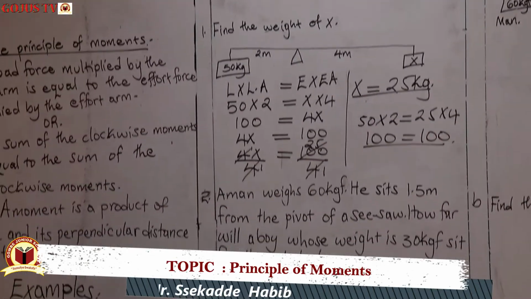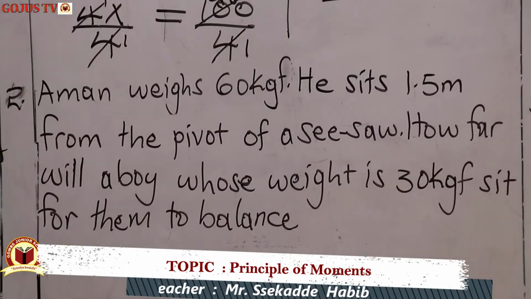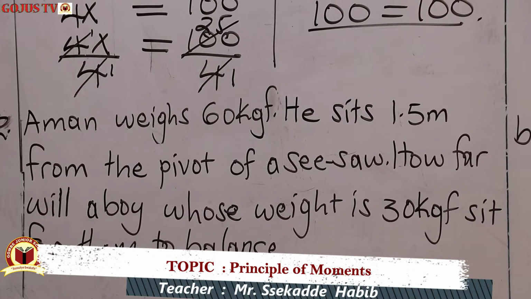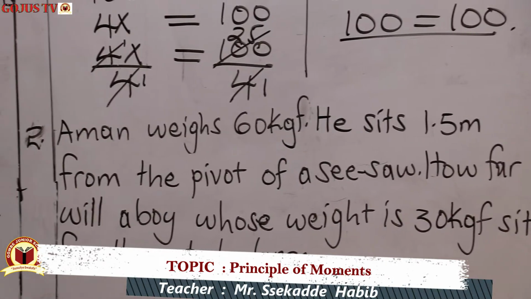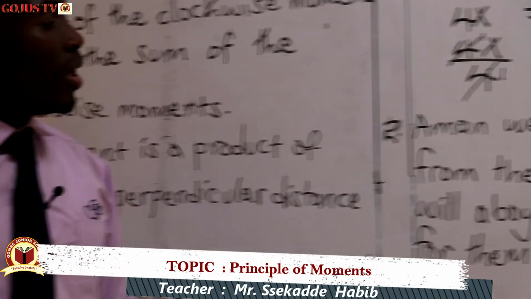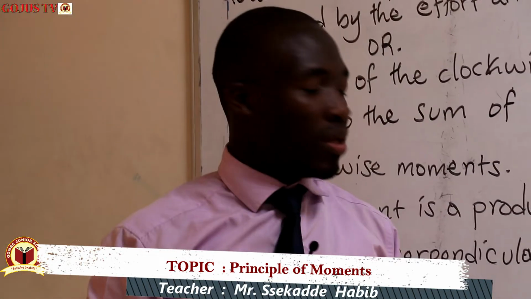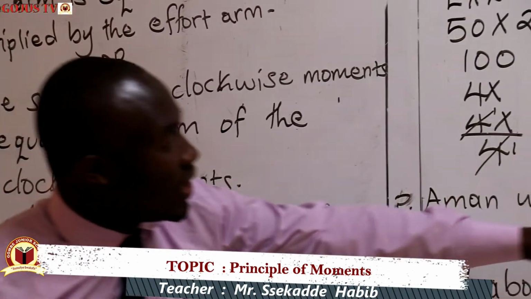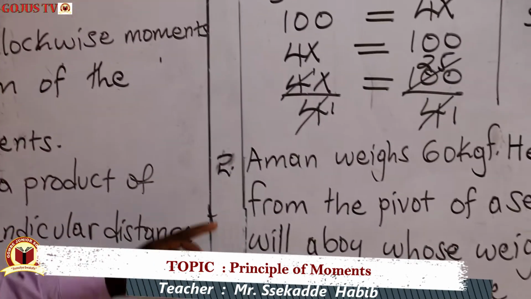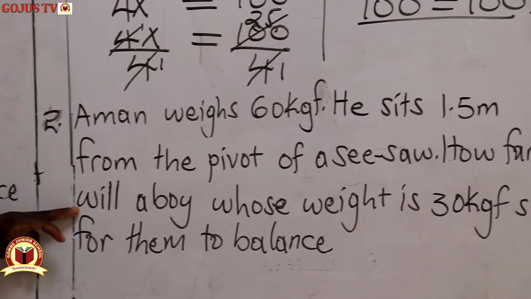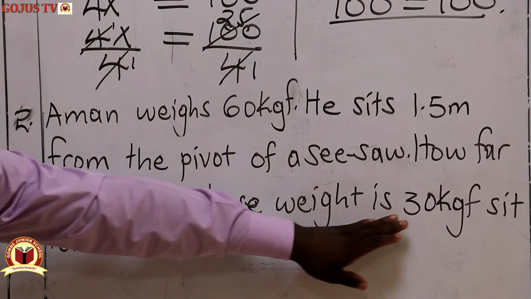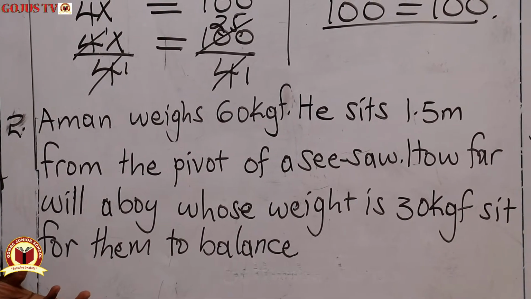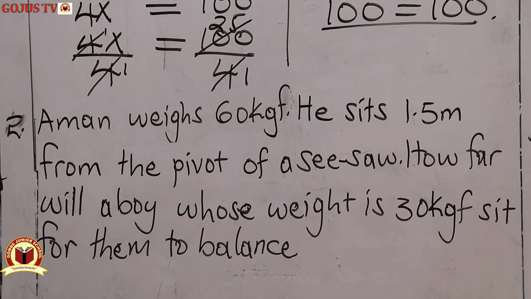We can take another example here. At times they can give us this. In mathematics we call them word problems, where you need to interpret and come up with an illustration that will help you reach the answer. A man weighs 60 kilograms force, and he sits 1.5 meters from the pivot of the seesaw. How far will a boy whose weight is 30 kilogram force sit for them to balance? In this question, we are required to find some distance.